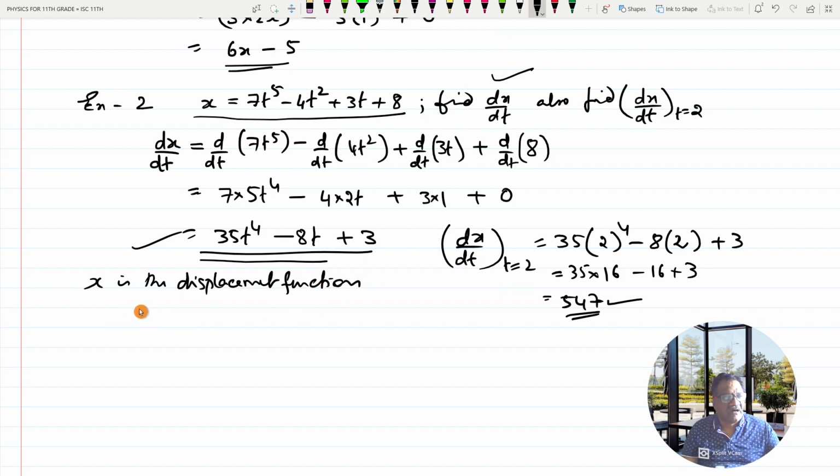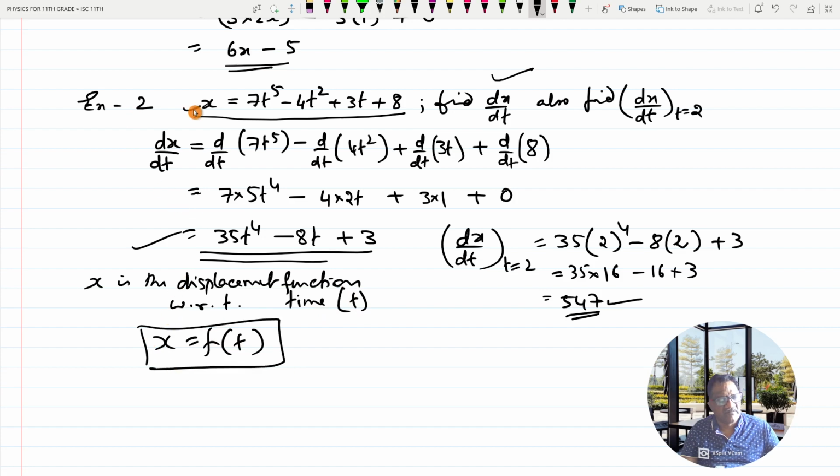with respect to time t. So x is equal to f of t. This is the general form, right? So this x is equal to f of t, and this f of t is given as 7t raised to 5 minus 4t square plus 3t plus 8. So in physics, they will tell you that the displacement function is given to you in the form of 7t raised to 5 minus 4t square plus 3t plus 8. Find the velocity function.